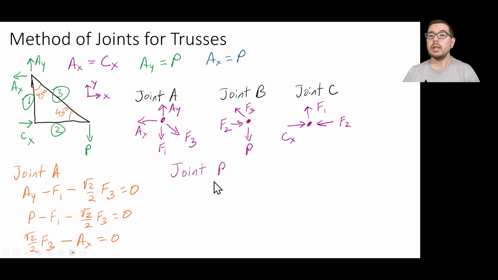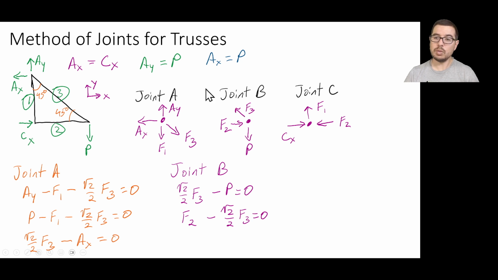Joint B, we can think of this equilibrium in the y direction again. So we have square root of 2 over 2 F3 coming this way, and there's going to be a positive component in the vertical direction. P is downward, so that's a negative component in that direction. Then this equation corresponds to equilibrium in the x direction. So we have F2, and then once again we have F3 contributing not only to the y direction like it was in this line up here, but also the x direction. So that's going to be square root of 2 over 2 F3 going the other direction.